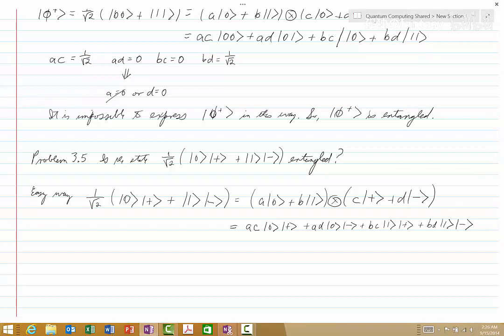side, we see that this would require that AC is 1 over square root of 2. AD must be 0. BC must be 0. And finally, BD must be 1 over square root of 2.